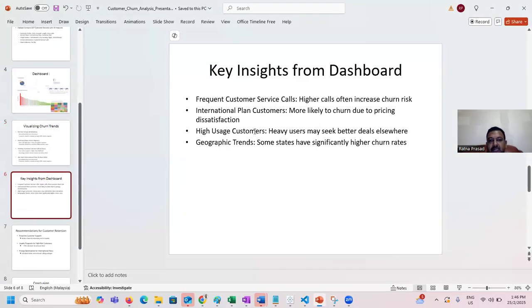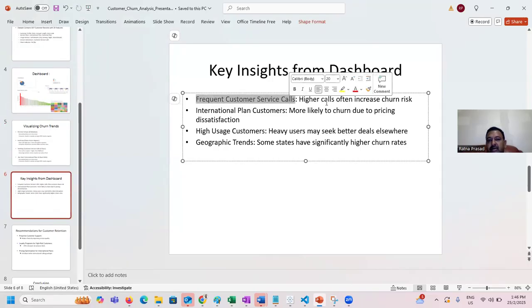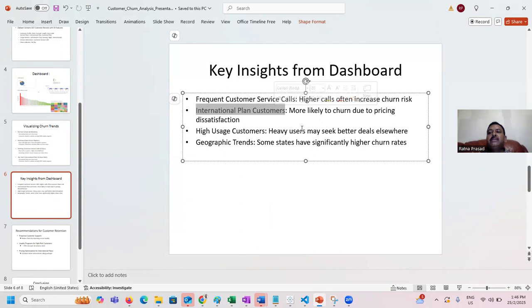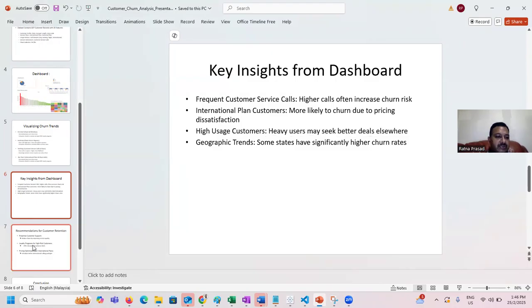The insights from this dashboard are that with frequent customer calls, there's a high risk of churn. There's also one more observation: international plan customers. People who are using the international plan services look like they are most likely getting churned. It could be because of high priced plans, which cause dissatisfaction. High churn customers, heavy users, may seek better deals somewhere else. Some states have significantly high churn rates, so we need to understand that.